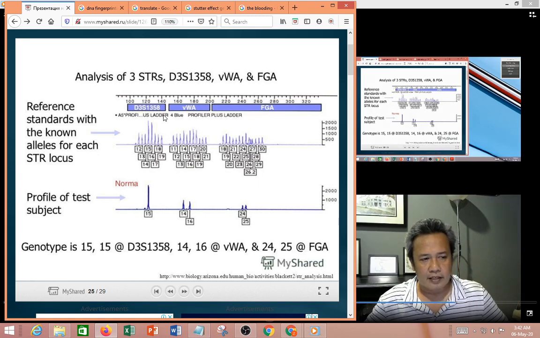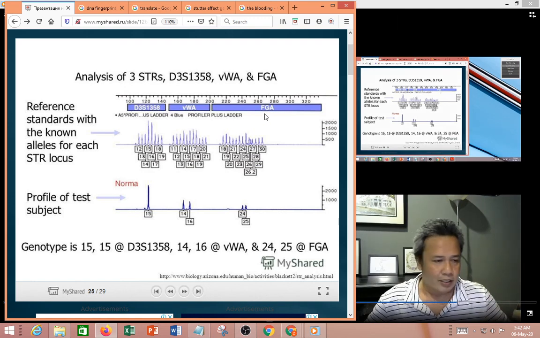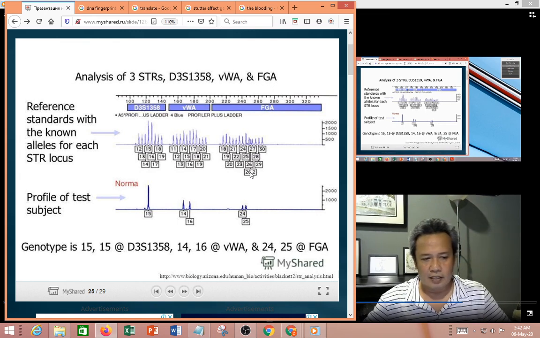Examples include D3S1358, which is one locus. VWA is another locus. FGA is a different locus. For D3S1358, they tested different populations, and these are all the different alleles present in the population. For VWA, these are the different alleles. For FGA, you have different alleles. For this individual, for that marker, the genotype is homozygous 15. For VWA, it is heterozygous 14, 16. FGA is 24, 25. So this is the genotype for this individual.